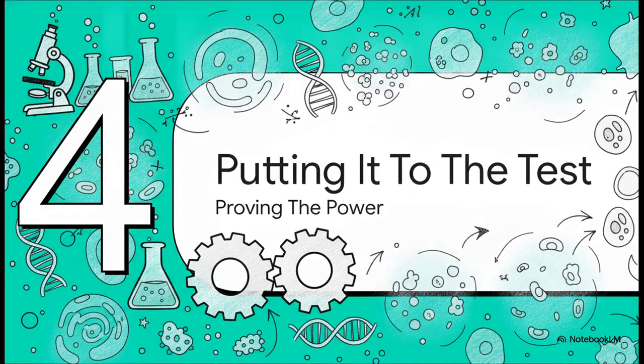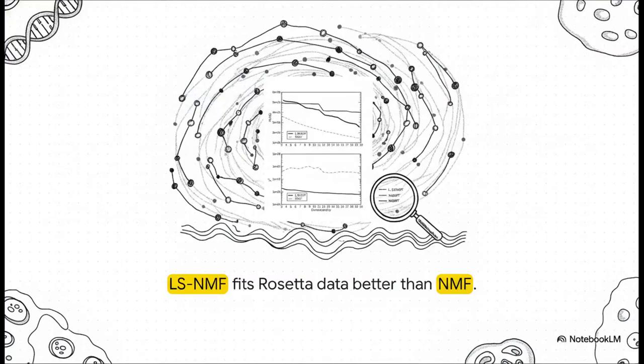Moving to Section 4, putting it to the test, proving the power of LS NMF. The theory sounds fantastic, right? But does it actually work in practice? The researchers applied both the old NMF and their new LS NMF to a massive real-world biological dataset known as the Rosetta Compendium. In this chart, we're looking at the overall error on the vertical axis and the dimensionality, meaning the number of patterns the algorithm is searching for, on the horizontal axis.